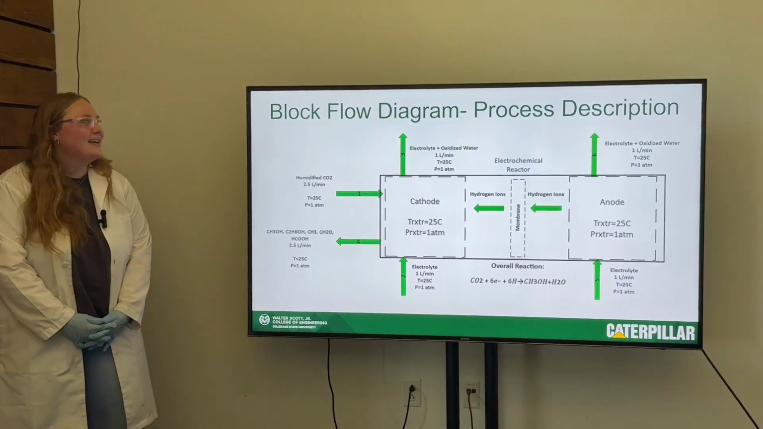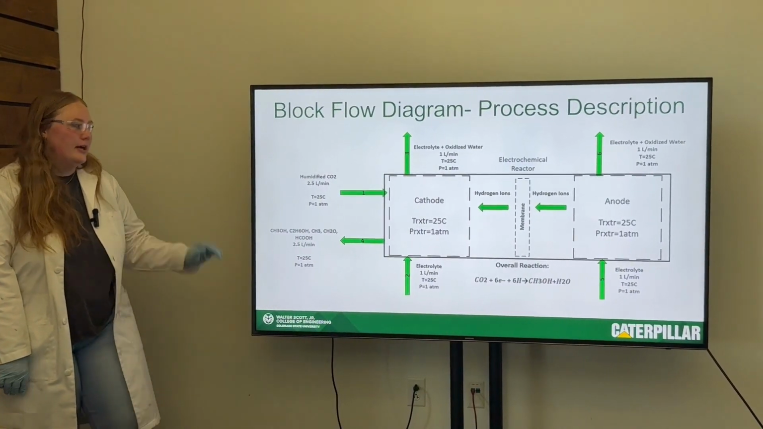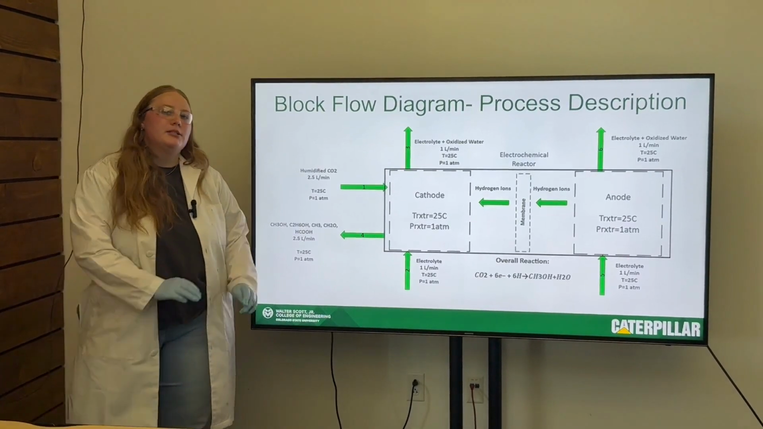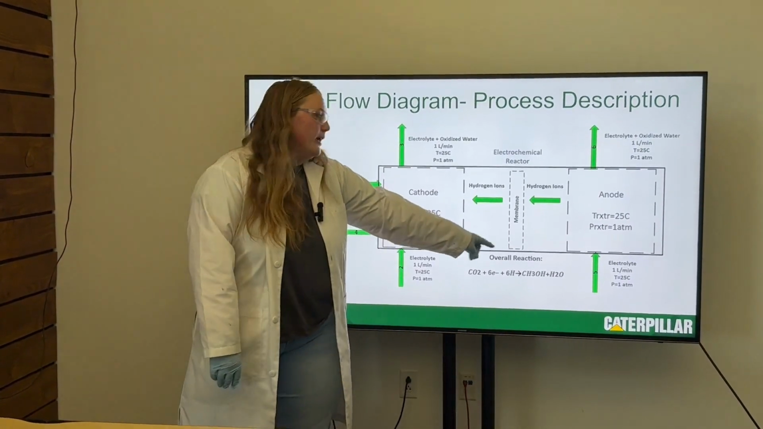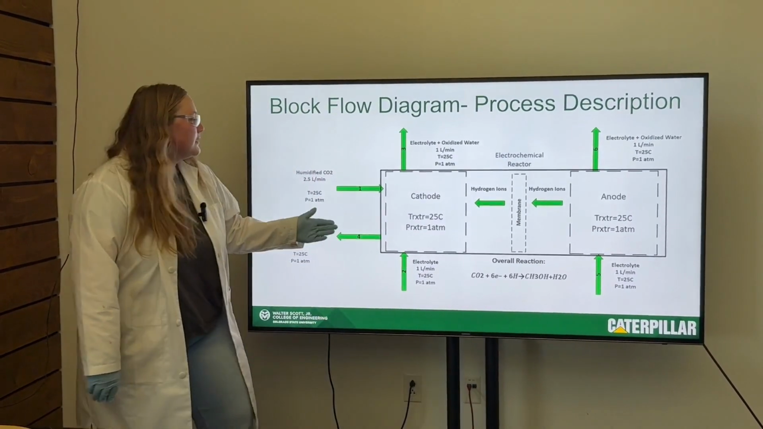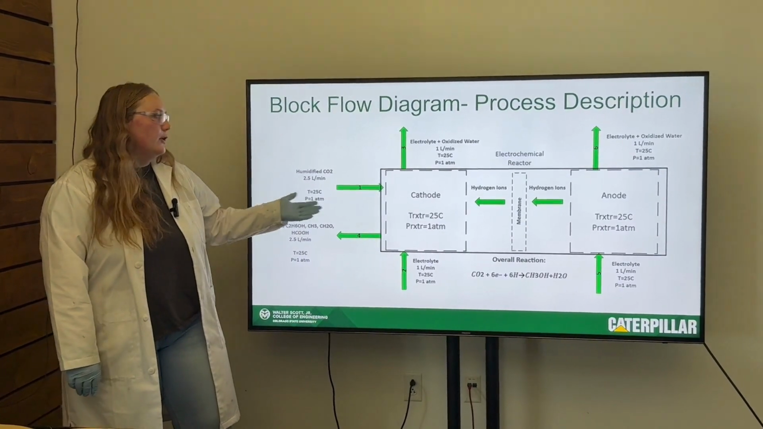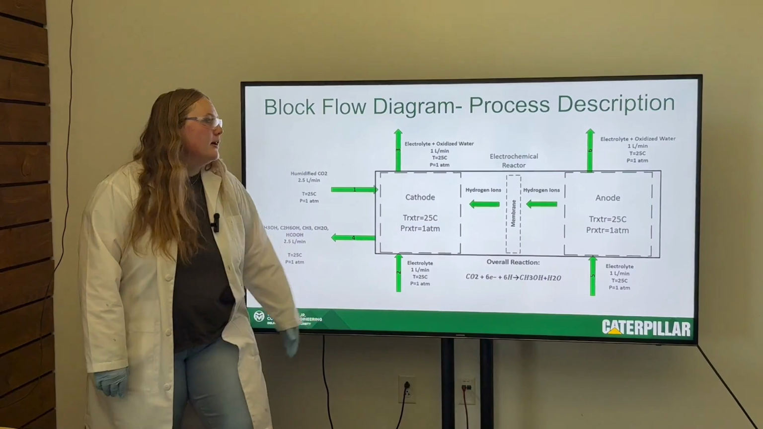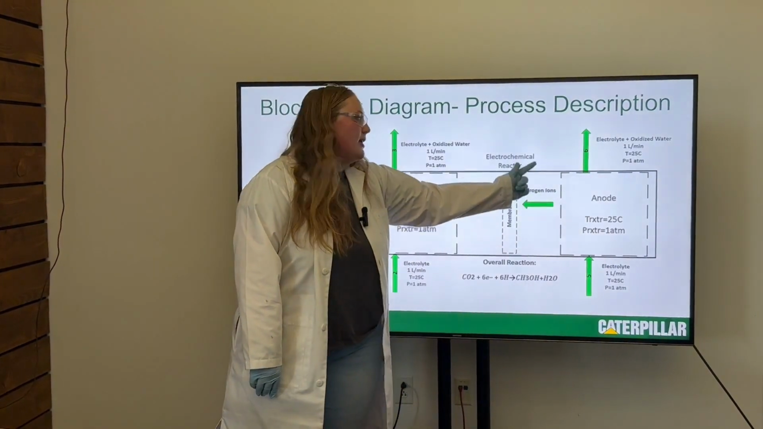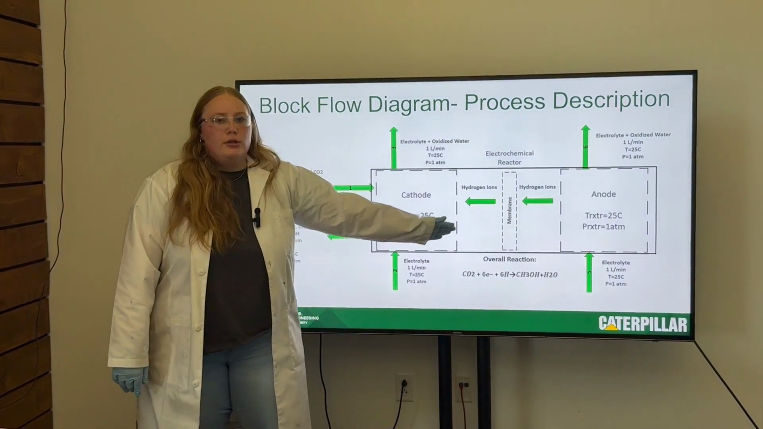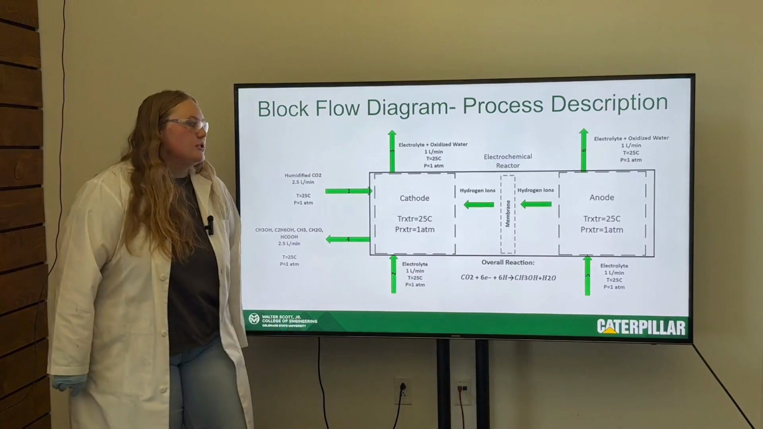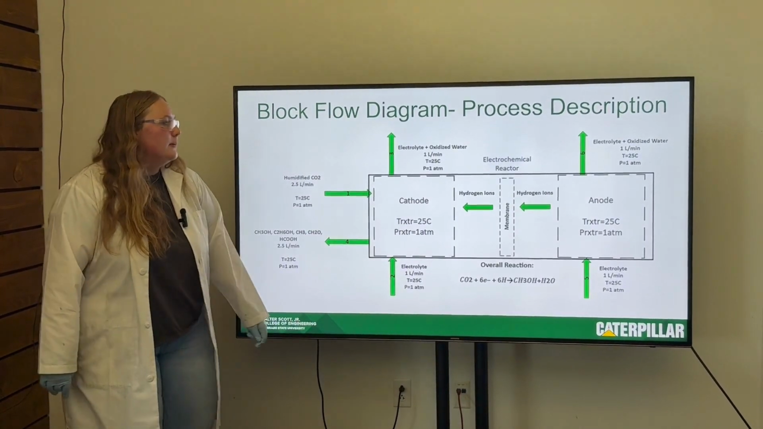Hi, I'm Allie, and here is our block flow diagram. As you can see, it's broken up into three separate components. First, we have our cathode side, then the membrane, and our anode. On the cathode side, we have humidified CO2 flowing through along with an electrolyte flow, and on our anode side, we just have that electrolyte flow flowing through. The membrane is a bipolar membrane which allows hydrogen ions to pass through to the cathode side.